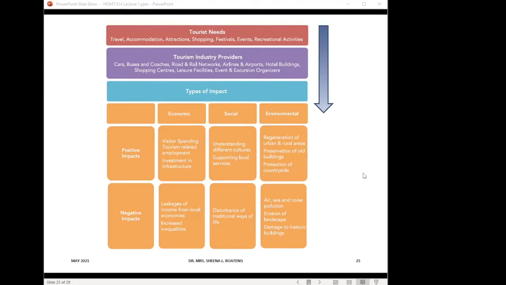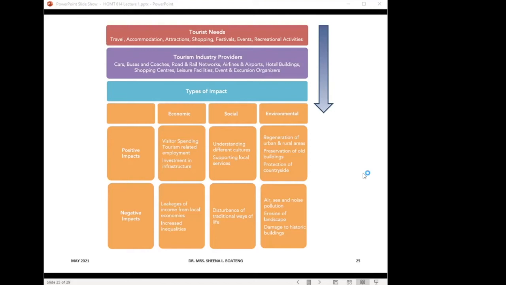And then the shopping centers are also there to facilitate the shopping. The leisure facilities are there for recreational and entertainment activities. And then events and excursion organizers are also there to satisfy the needs for events and the visiting of attractions. Now, the impact of these can be felt along economic, social, and environmental levels.